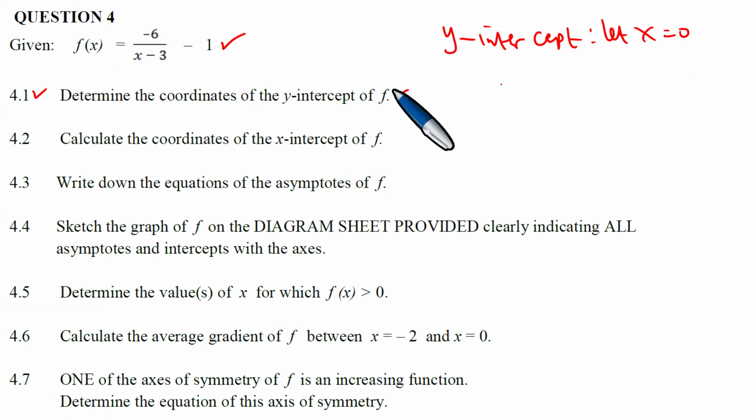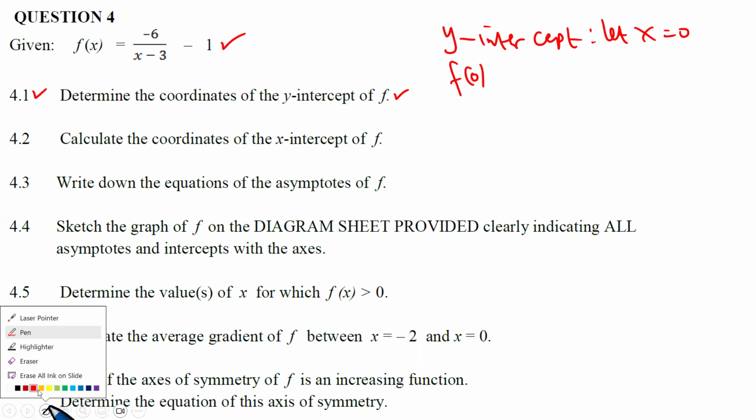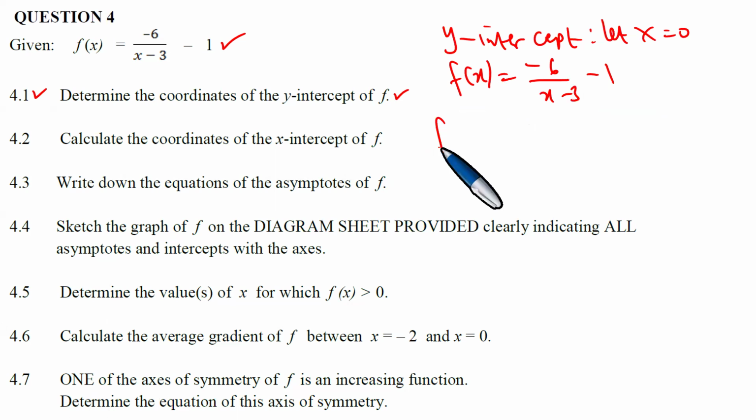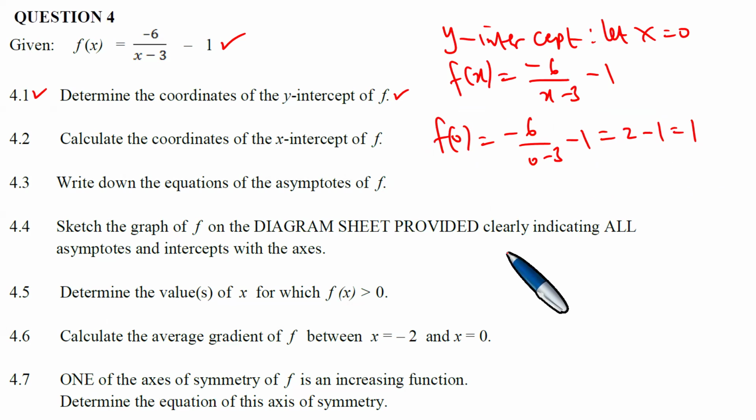So in other words, when x is 0, because the equation of the function is f of x equals minus 6 over x minus 3 minus 1, getting f of 0, which is minus 6 over 0 minus 3 minus 1. This is exactly 2 minus 1, which is 1.